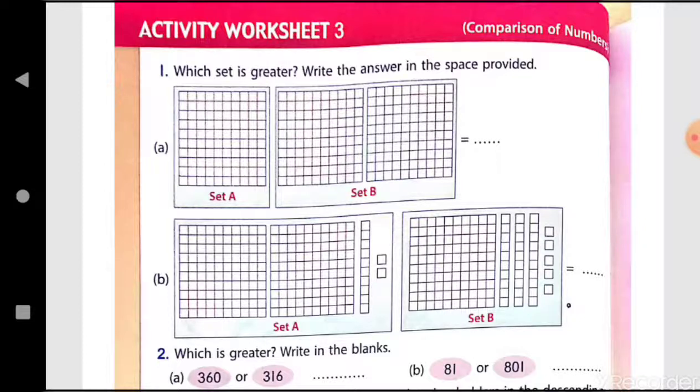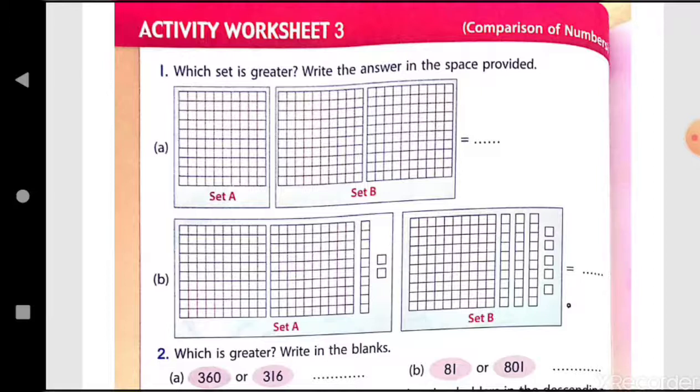Now in the next, again there are 2 sets. In set A, there are 2 big squares, that means 200. We can see 1 ten and 2 ones. So this number becomes 200 plus 10 plus 2, that is 212. So in set A, there are 212 small squares. And in set B, we can see 1 big square, that means 100 small squares, 3 tens, that means 30, and 5 ones. That is, the number is 135.